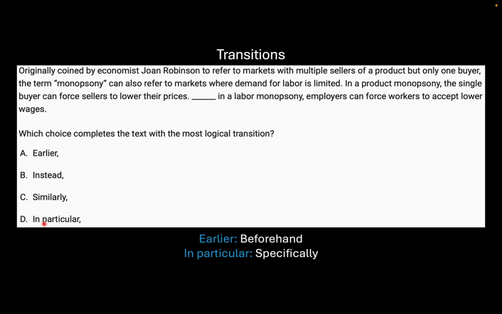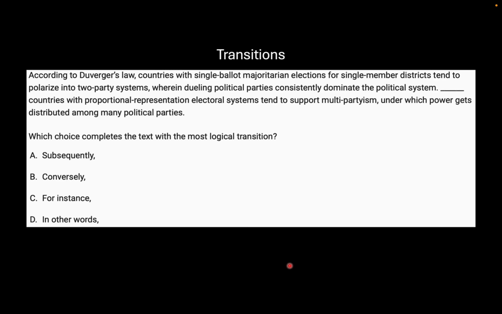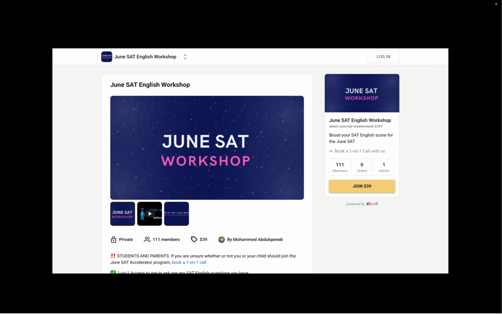Choice D, in particular, basically means specifically, and we know specifically is used when something goes into more detail. So this is wrong. Last question.